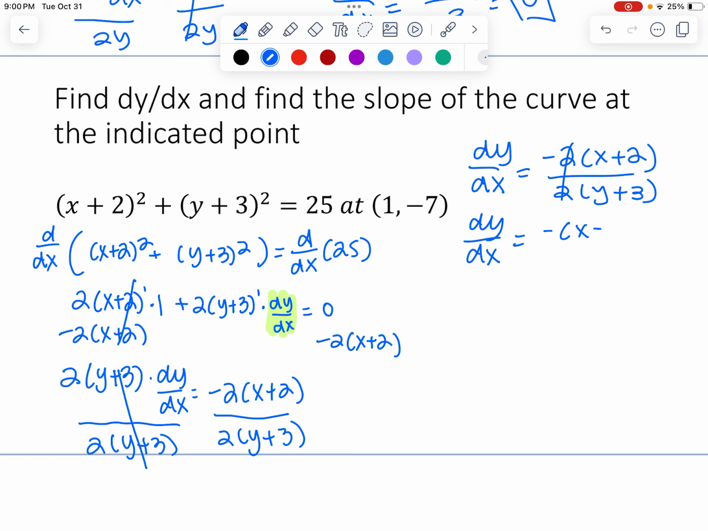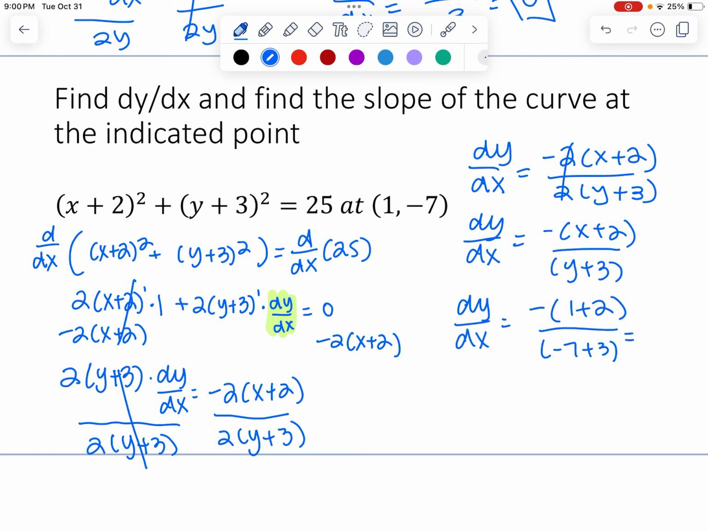So this is what I get. And then because I want to find the slope of the curve at these points, I'll just go ahead and plug those in. So x is 1, so I'll do 1 plus 2. And then y is negative 7, so I'll do negative 7 plus 3. And I'll get negative 3 over negative 4. And so that answer is 3/4. And then that is the answer. So that's the slope of the curve.